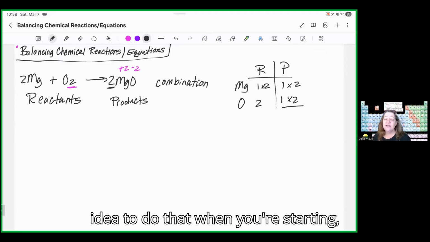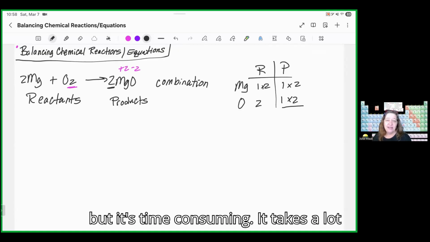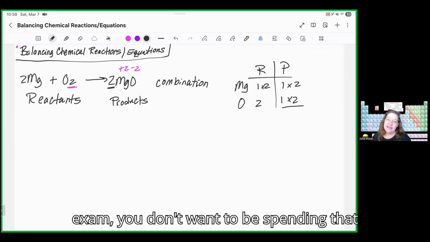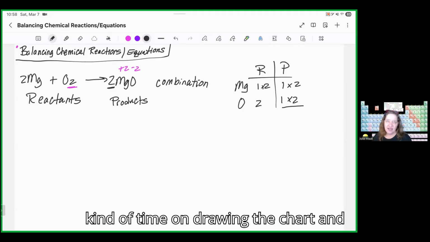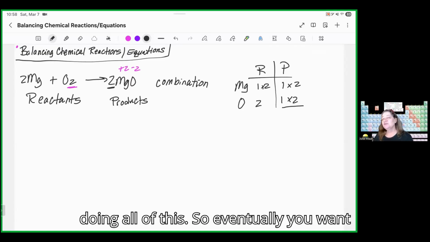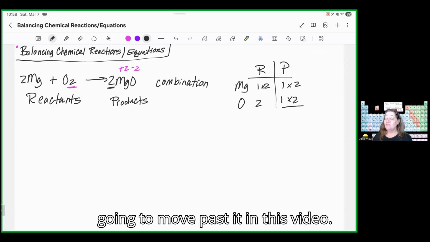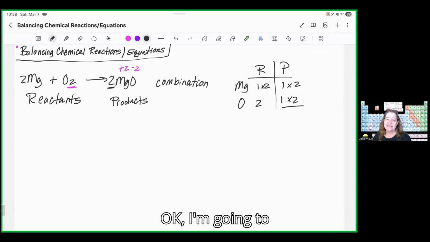It's always a good idea to do that when you're starting, but it's time consuming. It takes a lot of time. When you're taking an exam, you don't want to be spending that kind of time drawing the chart and doing all of this. So eventually you want to move past doing the chart. We're going to move past it in this video. I'm going to help you move past that. So let's do another one.